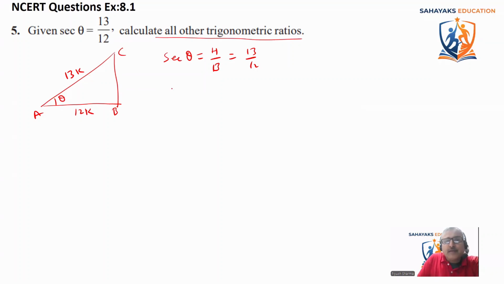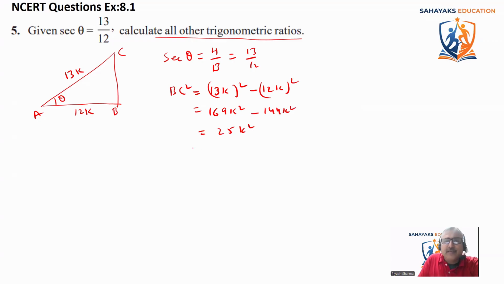Now, from here, let's find the value of BC. So BC square is equal to 13K square minus 12K square. So it is 169K square minus 144K square. This value comes out to be 25K square. This is BC square. So what is the value of BC? It is the square root of 25K square, and that comes out to be 5K. So now we know BC is 5K.